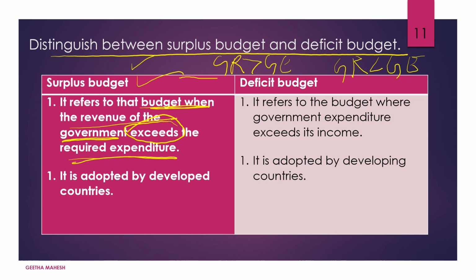A deficit budget refers to a budget where government expenditure exceeds its revenue or income. So here government expenditure is greater than government income or revenue. A surplus budget is usually adopted by developed countries. But underdeveloped or developing countries adopt deficit budgets.